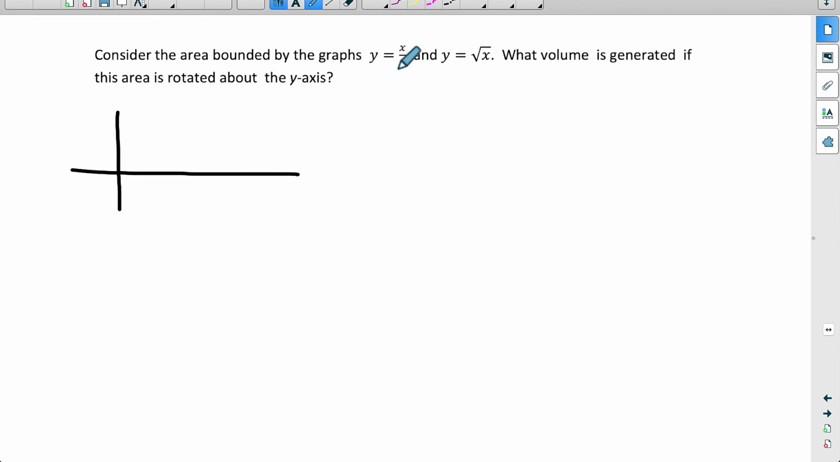Okay, it's bounded by the graphs y equals x over 2 and y equals root x. Let's go out to 4 here. I think that'll be enough, and we don't have to go up very high. Okay, so let's start with this one.